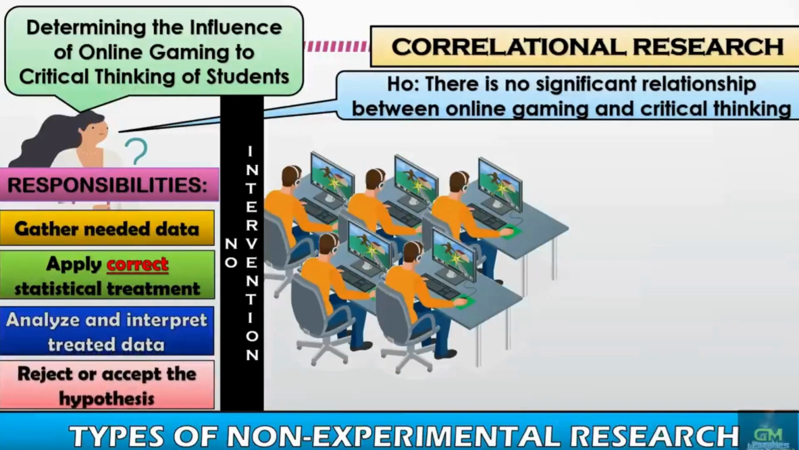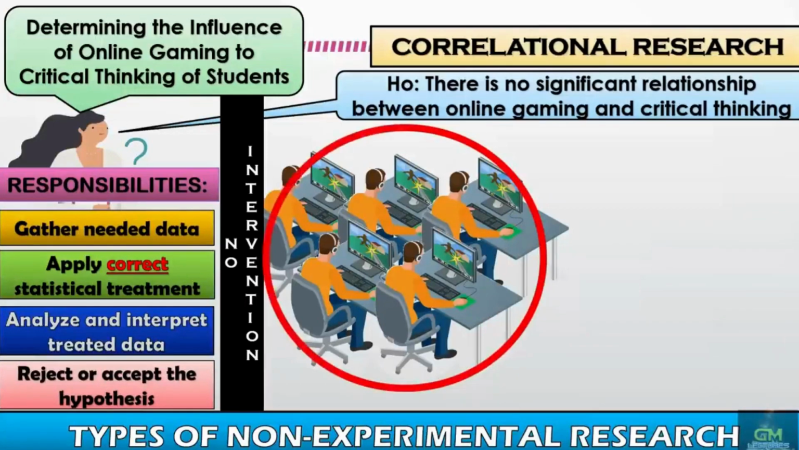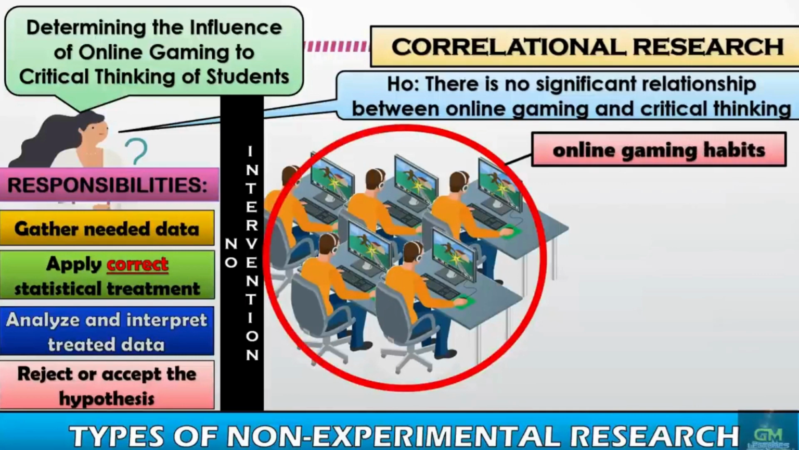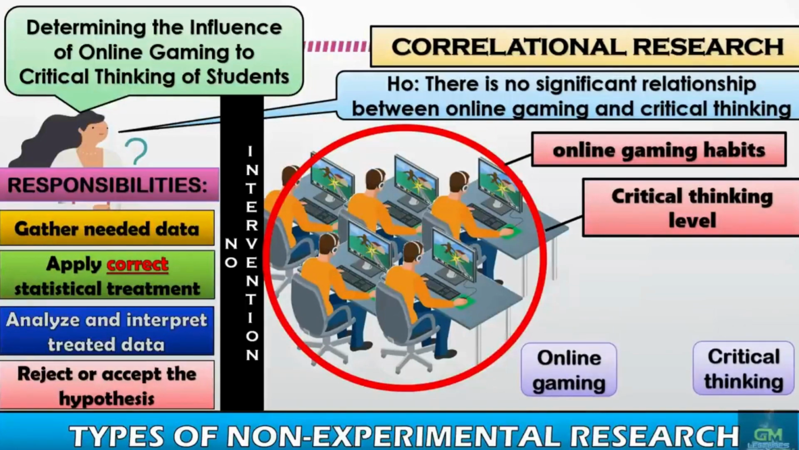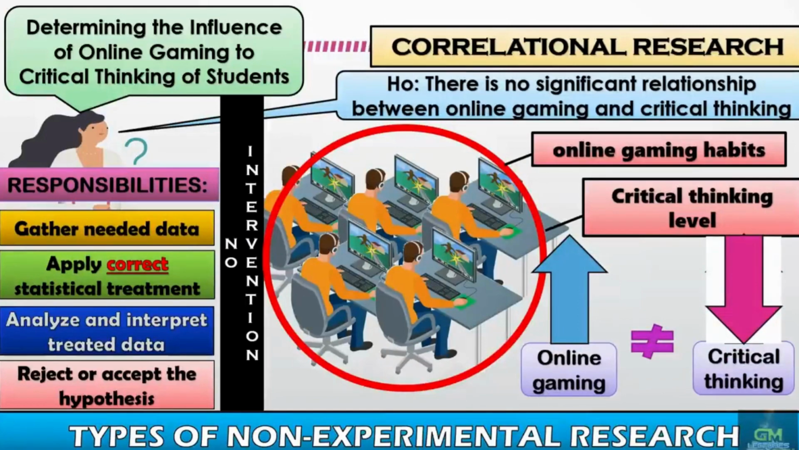Now, going back to our online gamers here, these participants are then given instruments that would assess their online gaming habits as well as their critical thinking level. From there, the appropriate statistical treatment will be given in order to determine whether there's a relationship between online gaming and critical thinking, whether an increase in online gaming would result to an increase in critical thinking or vice versa.